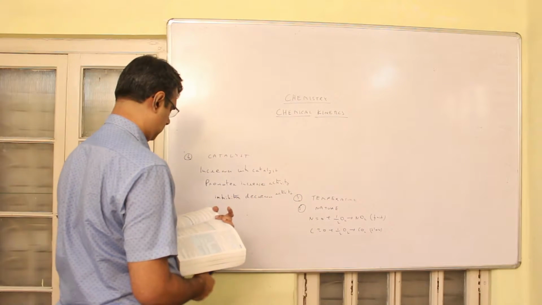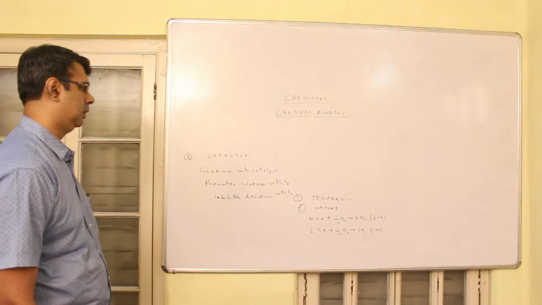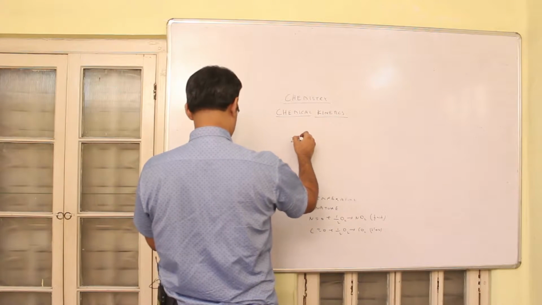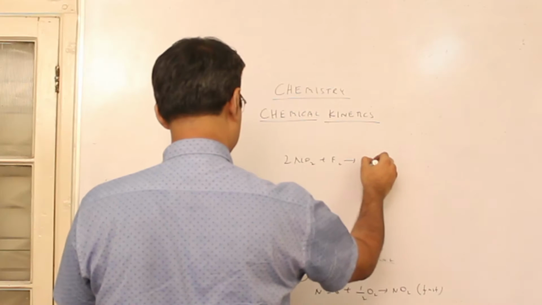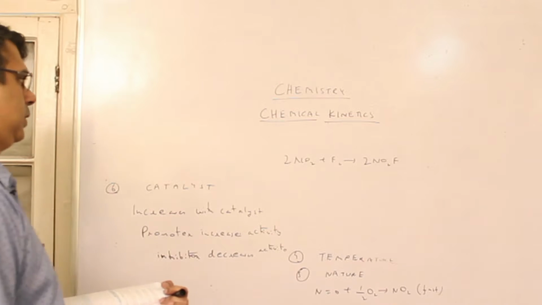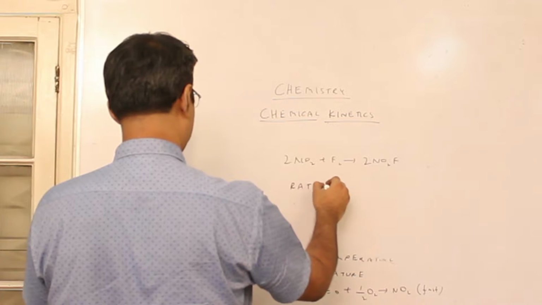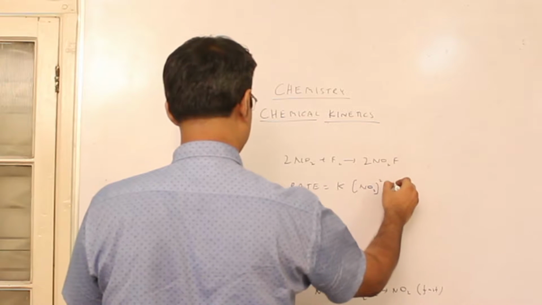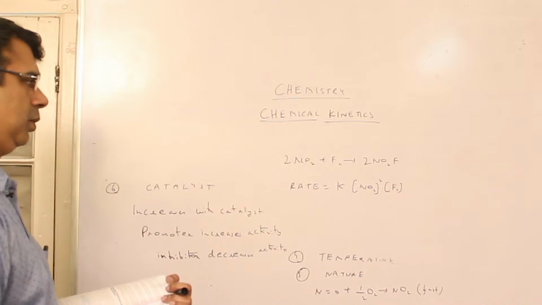So these are by and large the 6 important factors affecting the rate of a reaction. Now consider this particular reaction, 2NO2 plus F2 is equal to 2NO2F. Now in this reaction, initially the scientists thought that the rate of the reaction is proportional to the molar concentration of NO2 and F2, each raised to the power equal to stoichiometric coefficient.